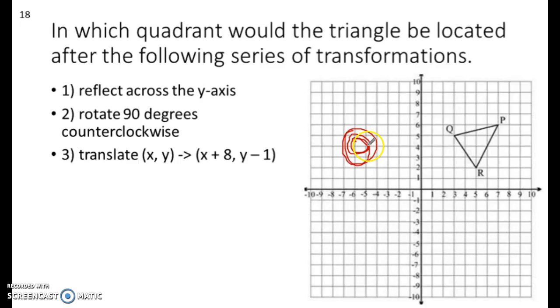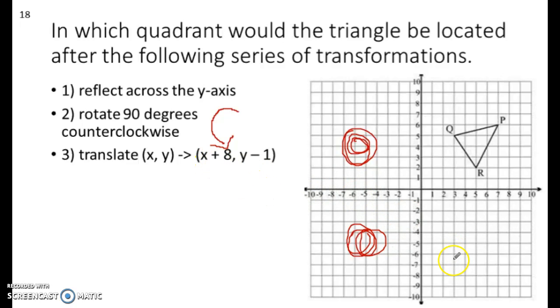Now, after I reflect it, if I rotate it 90 degrees counterclockwise, remember that means you're going in the opposite direction of a clock, and 90 degrees rotates it one quadrant. So if I start here and I go in the opposite direction of the clock and I rotate it one quadrant, I'm going to end up down here. Again, just trying to visualize, not doing it accurately.